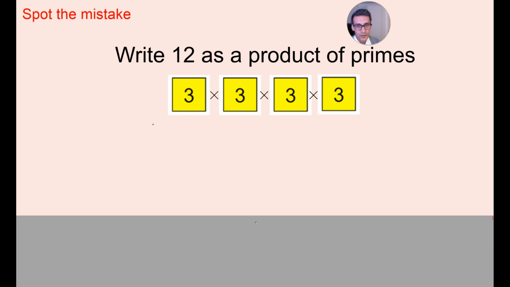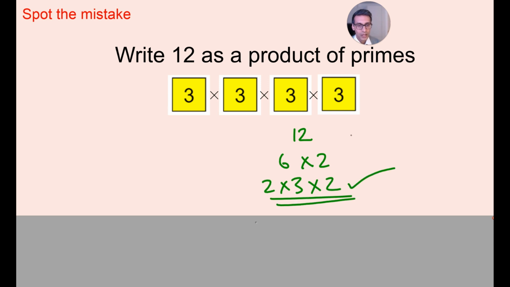So it's more of a silly mistake here. 12 as a product of primes is going to be 6 times 2, which breaks down into 2 times 3 times 2. So this is the correct answer here. This doesn't quite work. So just watch out for making that silly mistake.